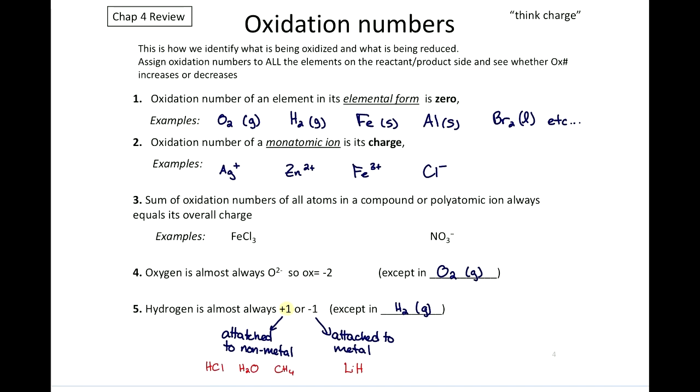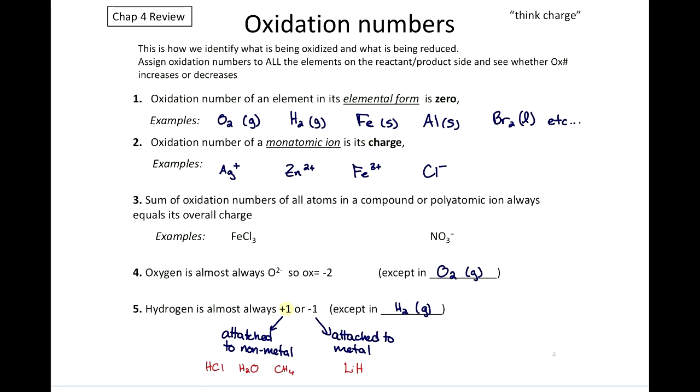The first one is if you see an element in its elemental form, then the oxidation number is 0. Or I like to think, all of these elements are just neutral. Neutral means 0, right? So the oxidation numbers are 0. Here are just some examples. This is not an exhaustive list, but the commonality is that all of these are just elements in their neutral state, like oxygen gas, hydrogen gas, iron solid, aluminum solid, etc.